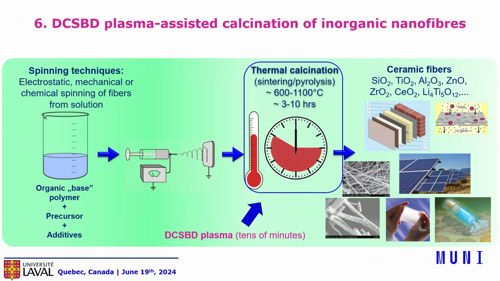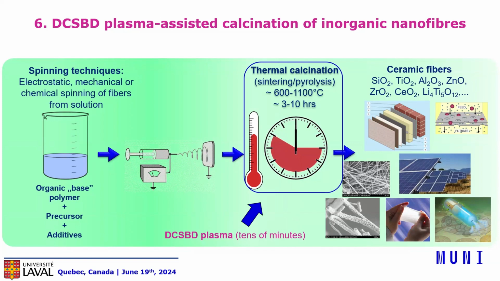Another technology which should be mentioned was published several times in collaboration with Comenius University. There are a lot of papers dealing with the plasma-assisted calcination of inorganic nanofibers. It is really interesting applications. As I have already mentioned, electrospinning is a method for preparing nanofibers from solution. So here is the scheme of this process.